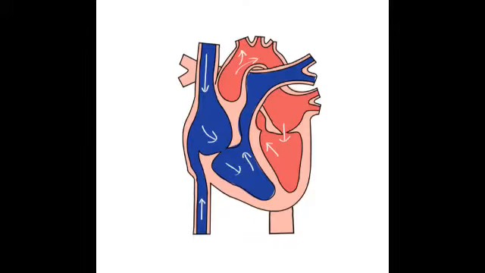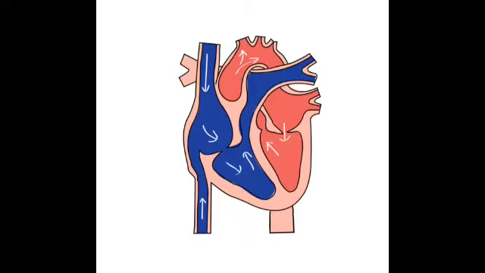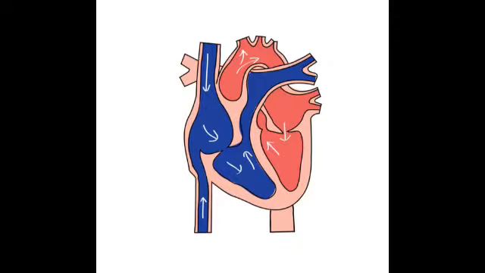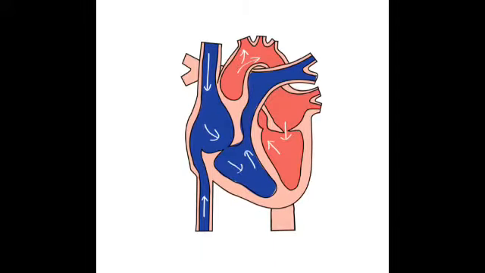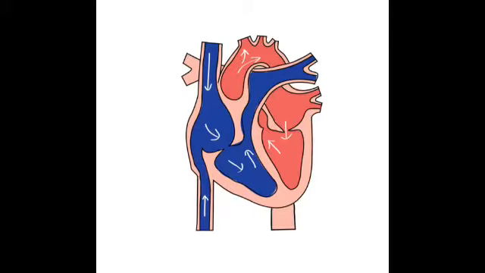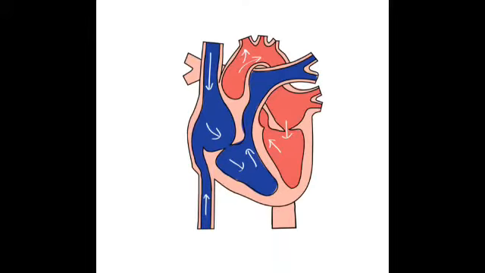Now, you have your upper chambers, or atria. These are your receiving chambers, and you have 2 of them. You have your right atria and your left atria. We also have your lower chambers, and these are your left ventricle and your right ventricle. Now, these chambers are your pumping chambers.